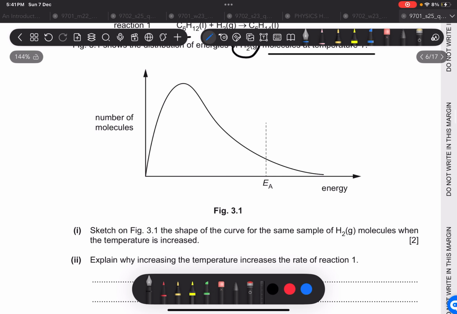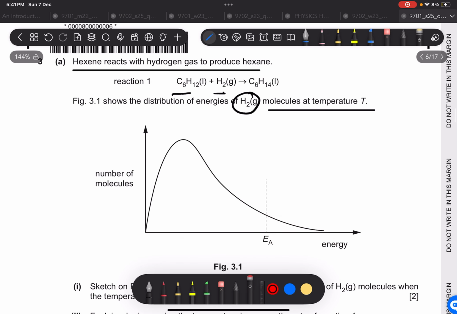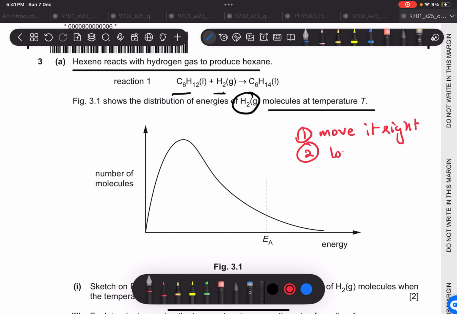Okay, sketch on figure 3.1 the shape of the curve for the same sample of H2 molecules when the temperature is increased. What's going to happen when you increase the temperature? The first thing that happens is that your curve moves a little towards the right, and the second thing, the peak drops. Okay, so you need to keep in mind two factors. Firstly, you need to move it towards the right side, and second, you need to lower it. Okay, you need to lower the peak of the curve.